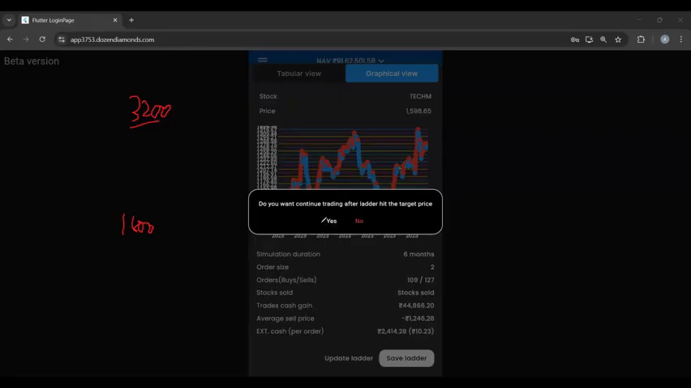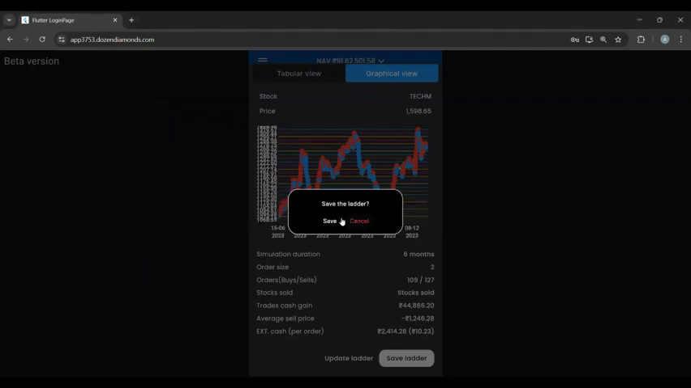Correct. But if I click on yes, there will be a subsequent order below my step size. My step size was 10 rupees. Correct. So at 3190, I'm going to have a buy order which will be opened once the stock reaches its target. Correct. So that is the purpose of putting this question over here: if the customer wants to continue trading, even if the stock price goes to 3200, there will be a buy order open. Correct? Let's suppose I click on no and I save the ladder.